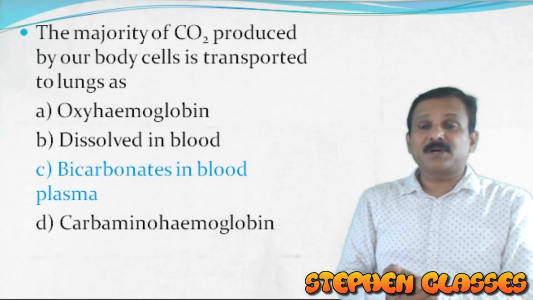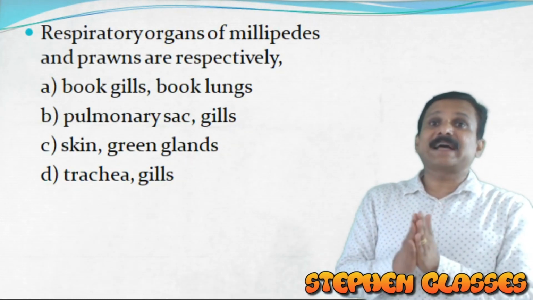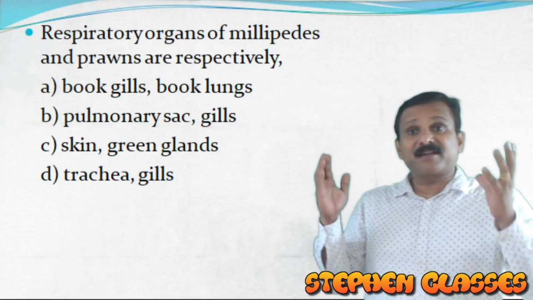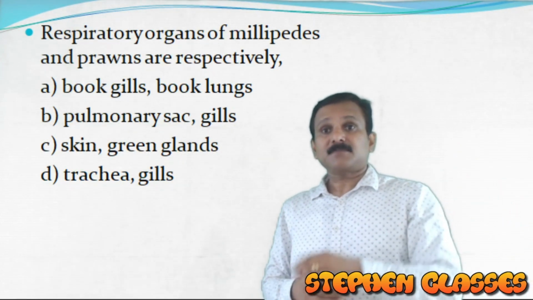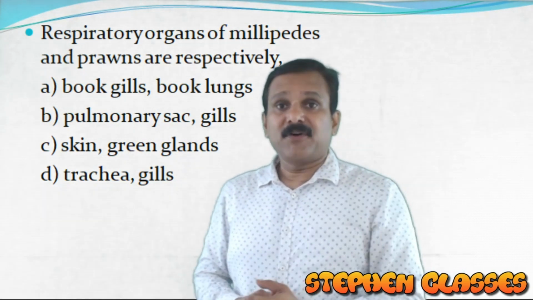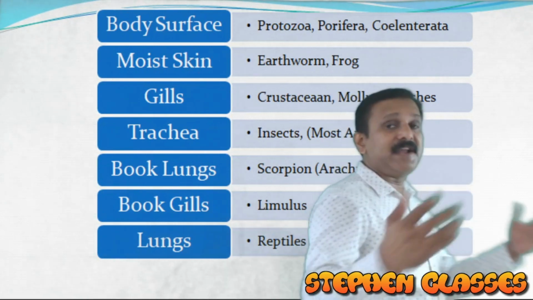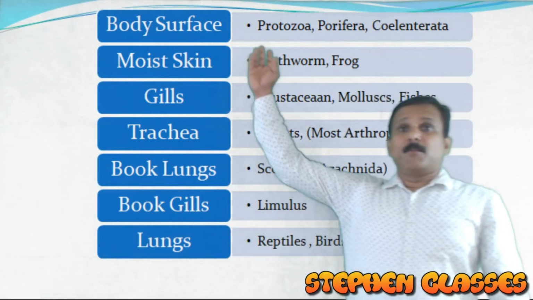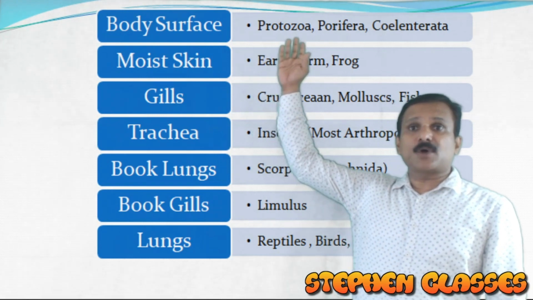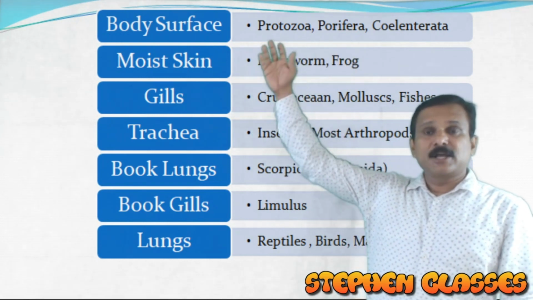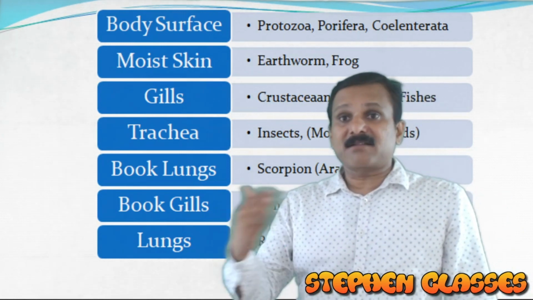Now coming to our next question. Respiratory organs of millipedes and prawns are respectively. We have a lot of different respiratory organs in the beginning of the chapter, so we have the slide for you. Details of different respiratory organs present in different organisms. The body surface is used for respiration in the case of protozoans, poriferans and coelenterates. So you can see a direct exchange of gases there. You can call it direct respiration.